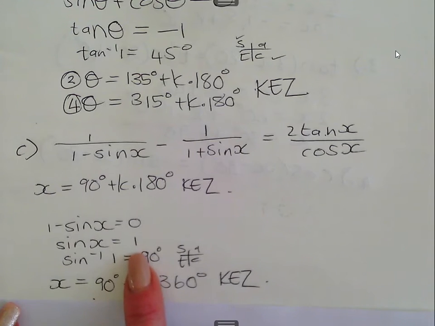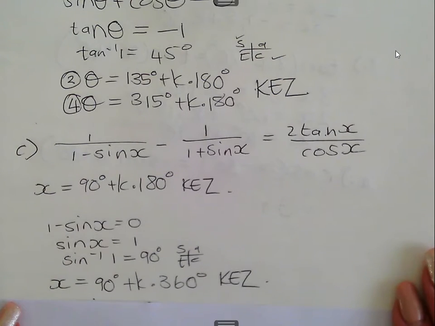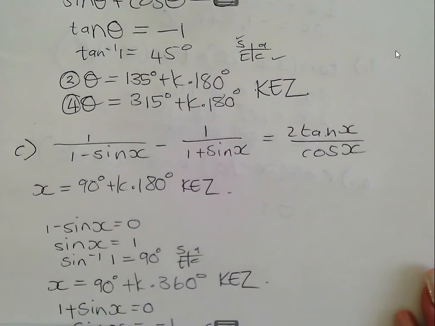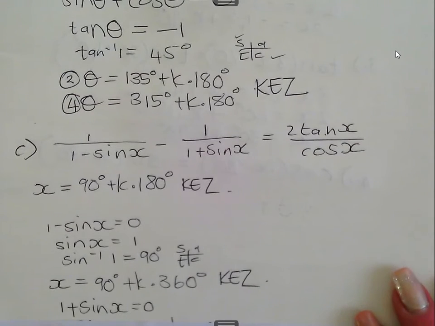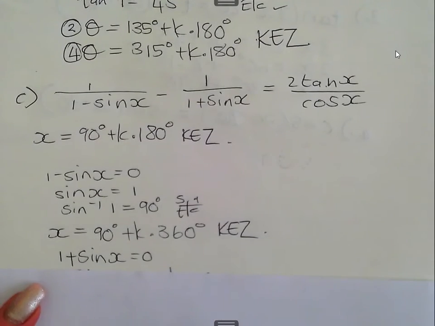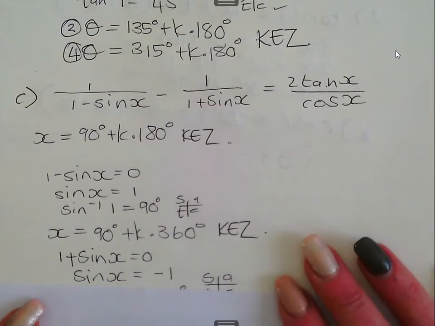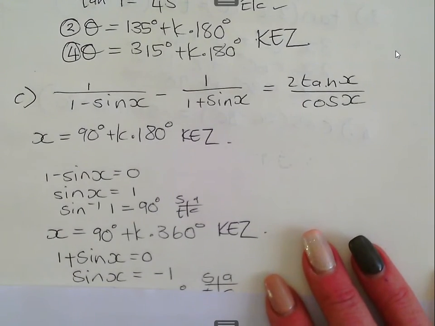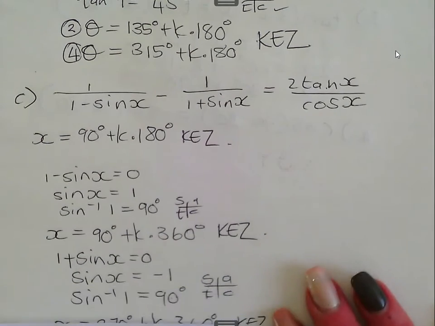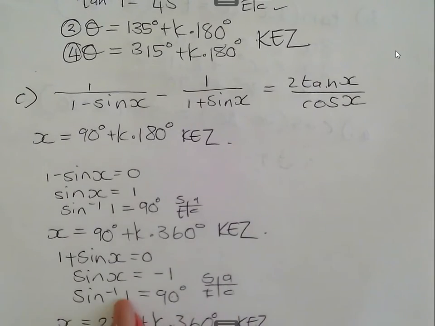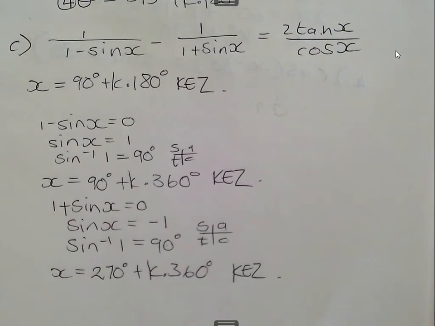Do you notice this one? Sin and 1. How many times does sin reach 1? Once at 90 degrees, so there's not another one. And 1 plus sin x equal to 0 is sin x equal to -1. That's negative. Do you remember sin and -1? Only happens once. 270. But if you do it formally, you get 90. It's negative. It's in the third quadrant. There it is. Fourth quadrant as well will give you 360 minus 90 is also 270 plus k times 360, k element of z.